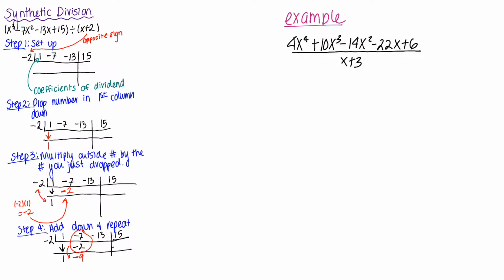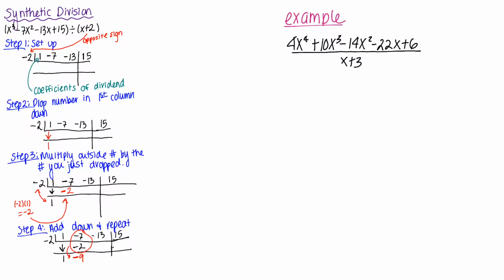I just wanted to briefly put it there so that you could see what's going on. It actually is a lot faster than this, and this isn't even finished. But the setup: all of these numbers are the coefficients from the dividend. And this number over here is the opposite sign of whatever the divisor is. So if this is a plus 2, you put a negative 2 here.